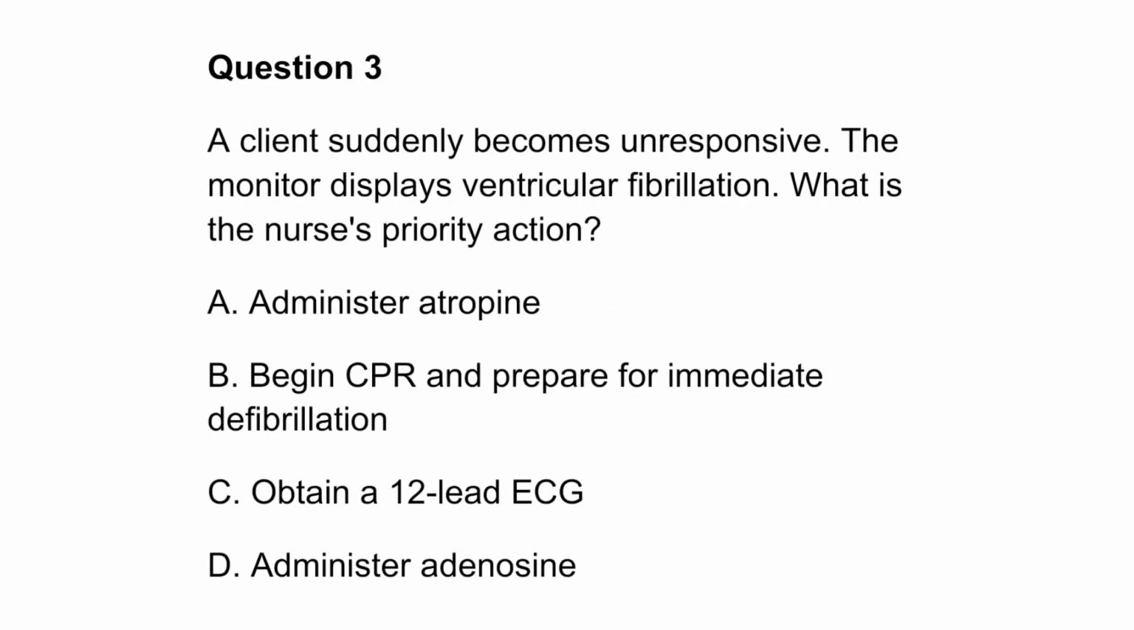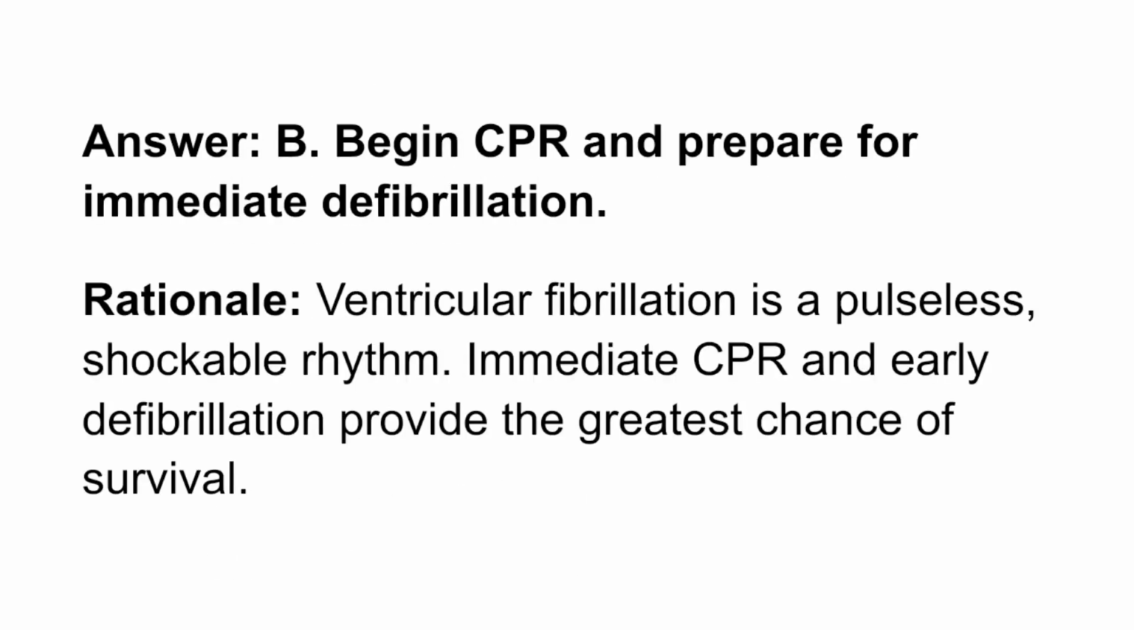Question 3. A client suddenly becomes unresponsive. The monitor displays ventricular fibrillation. What is the nurse's priority action? A. Administer atropine. B. Begin CPR and prepare for immediate defibrillation. C. Obtain a 12-lead ECG. D. Administer adenosine. Answer: B. Begin CPR and prepare for immediate defibrillation. Rationale: ventricular fibrillation is a pulseless, shockable rhythm. Immediate CPR and early defibrillation provide the greatest chance of survival.